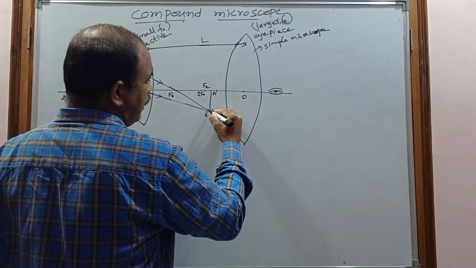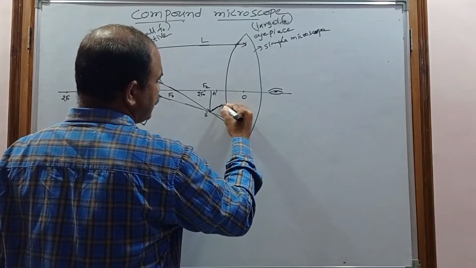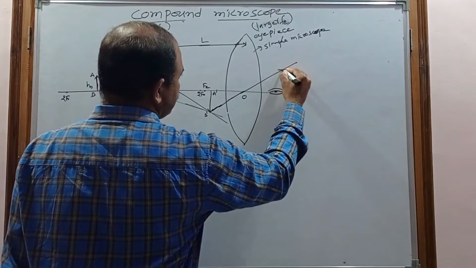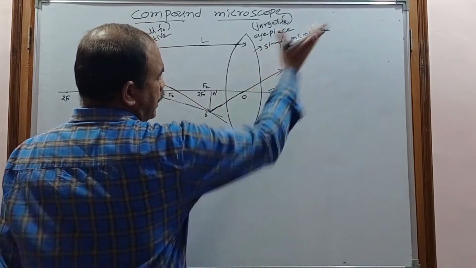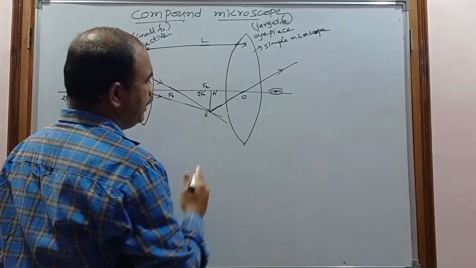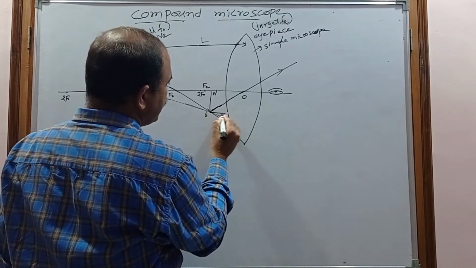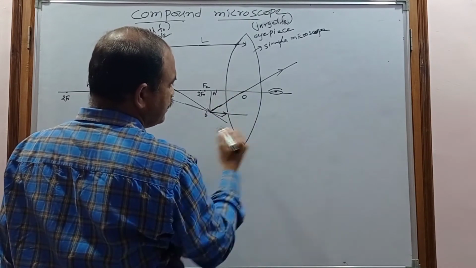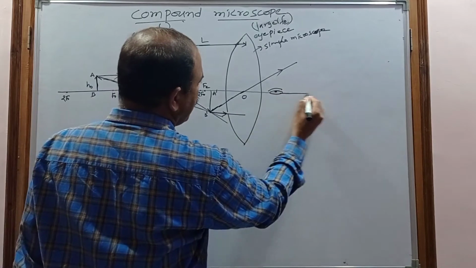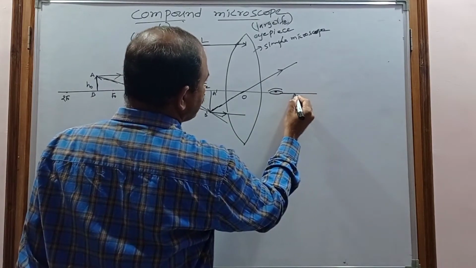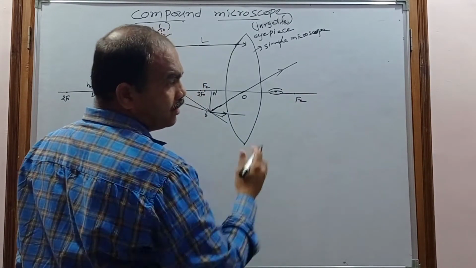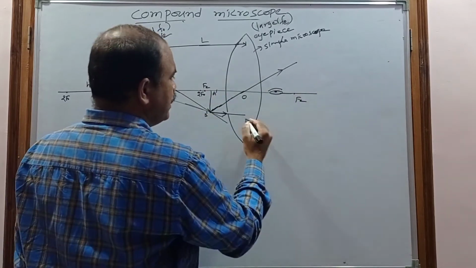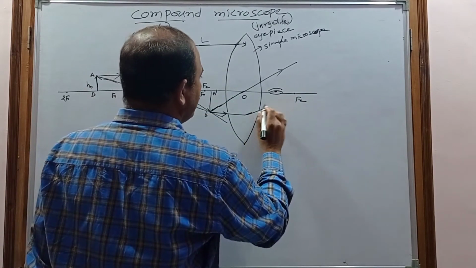Observe. One ray I am taking is passing through the optic center, so it will continue along the same path. Another incident ray I am taking is parallel to the principal axis. After refraction, what happens? It will travel through the focus on the other side of the lens.